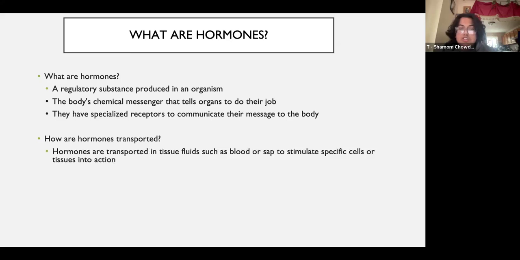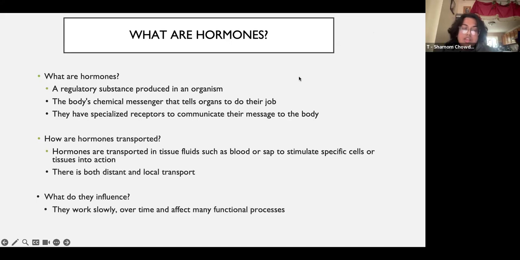Hormones are transported in various ways. They're transported in fluid, such as blood or sap, to stimulate specific tissue into action. There's also distant and local transport. Hormones work slowly over time and they affect several functions, like I mentioned, throughout our body, from energy, reproduction, mood. They are also important for growth, development, and metabolism too.